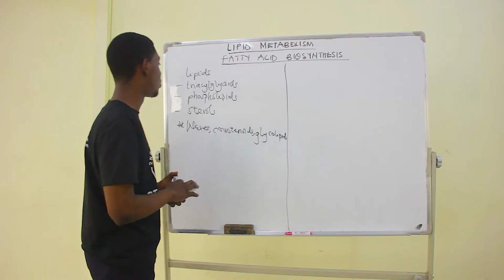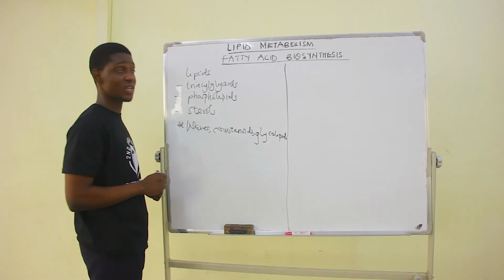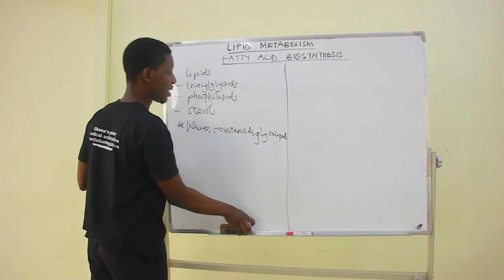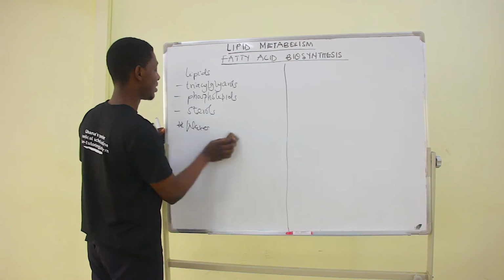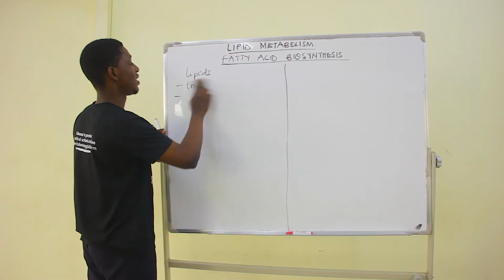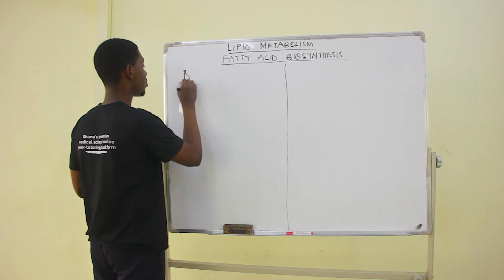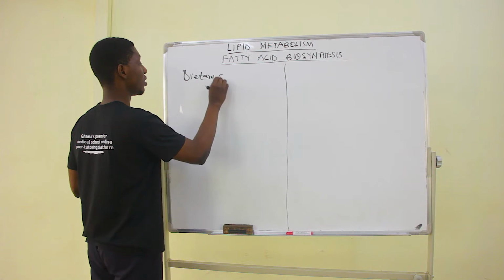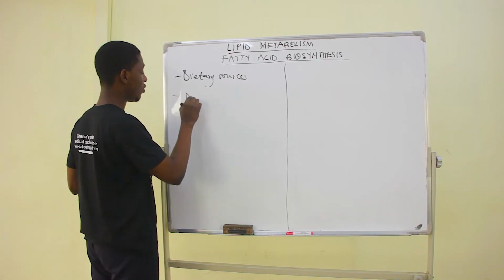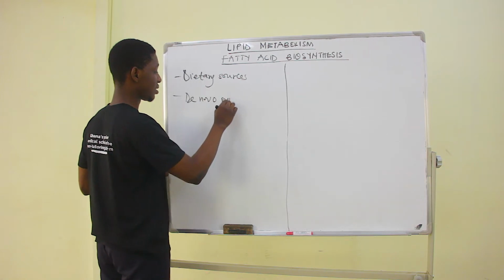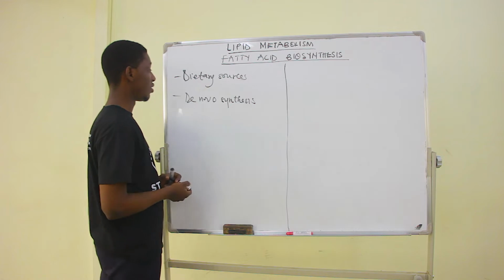But we'll give special attention to triglycerols. We'll treat cholesterol as one of the sterols. But in this particular case, we want to look at fatty acids. Fatty acids can be obtained from dietary sources, and then you have de novo synthesis. So that's synthesis from scratch, endogenous.